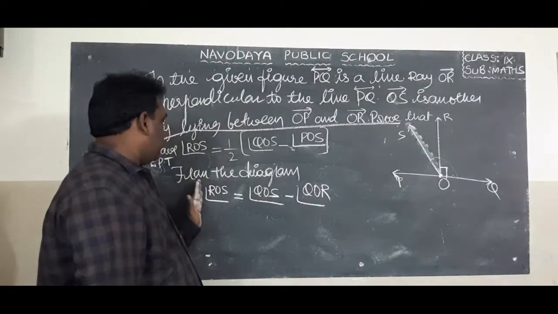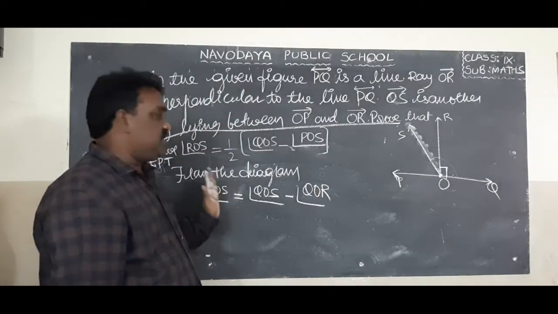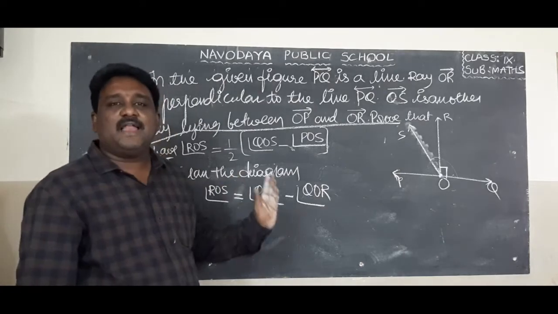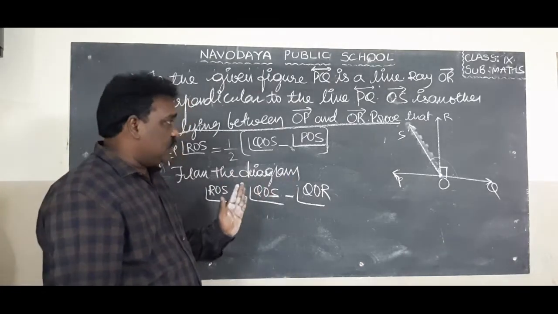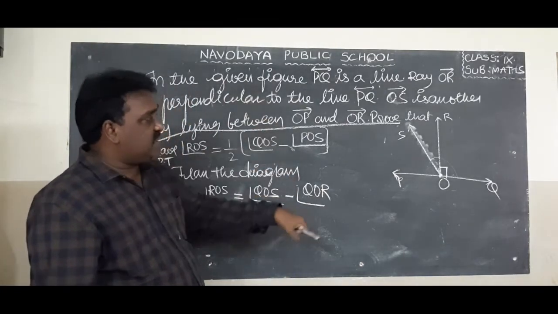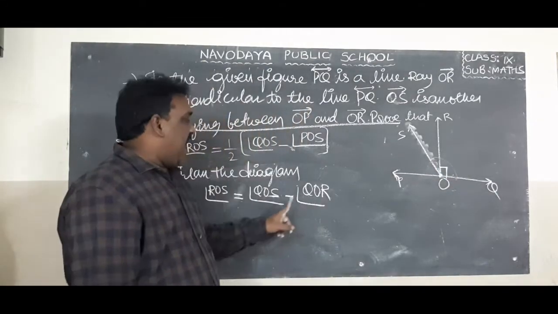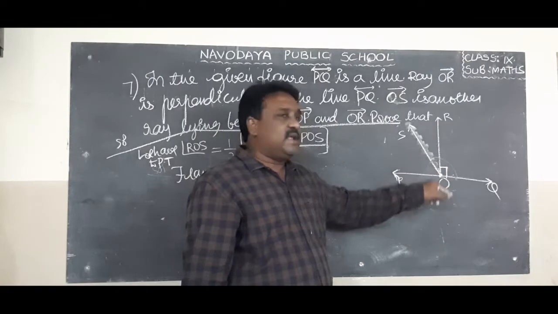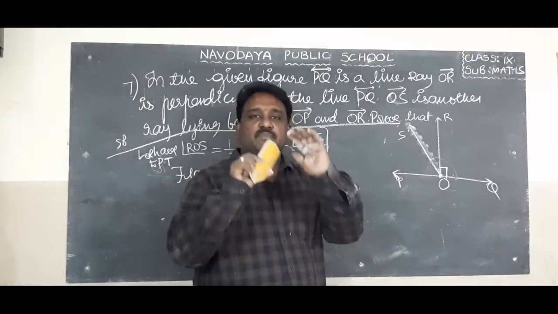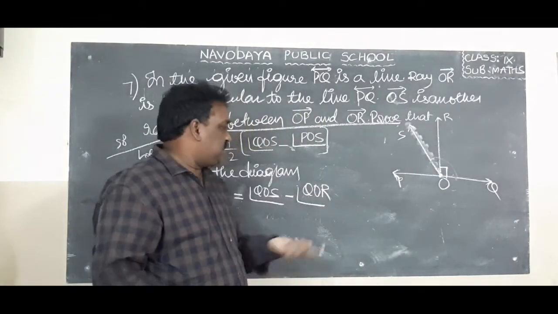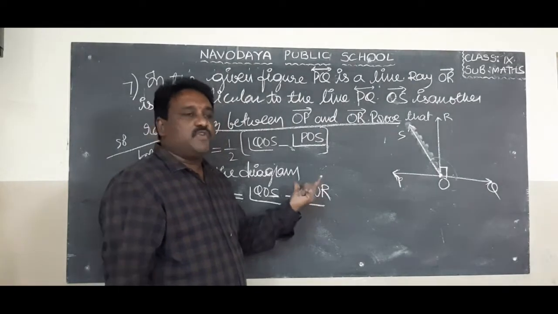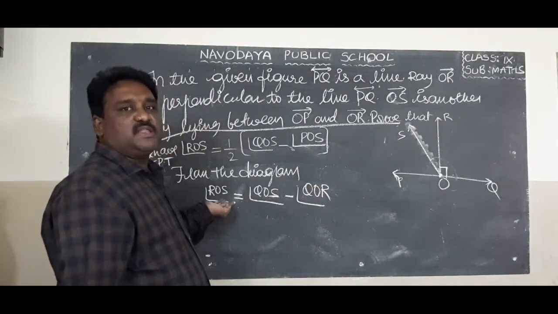So, what is the step? Angle ROS, this is from the diagram. Angle ROS equals angle QOS, this is the obtuse angle, minus angle QOR, the right angle. So, from the obtuse angle, subtract the right angle. What we get is angle ROS.